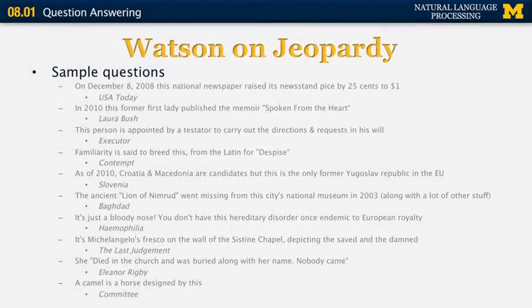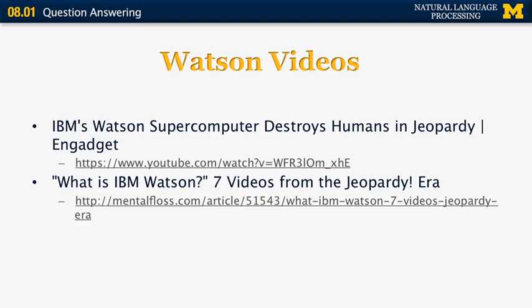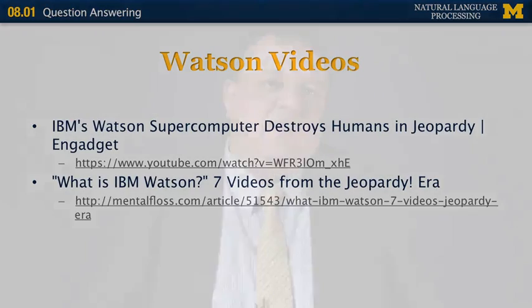So here's some other questions that were used in the actual Jeopardy round. In 2010, this former First Lady published a memoir, Spoken from the Heart. And you're supposed to answer, who is Laura Bush? And then some other questions that you can look at on your own. All of those were given in the competition between Watson and the two human participants in 2011. You can see some Watson videos on your own. Here's some that I recommend. They're all available on YouTube and other external websites.